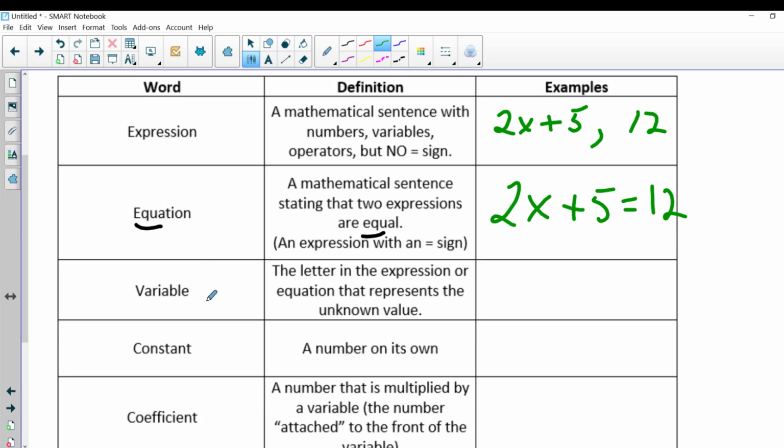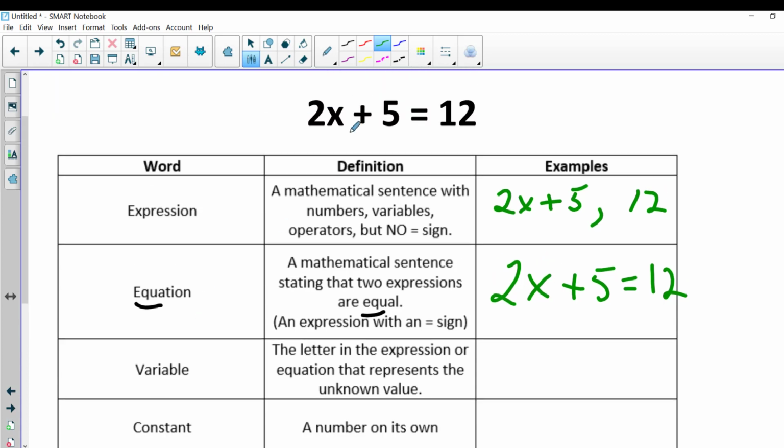Now let's look at a variable. We talked about this earlier, but a variable is really just a letter in the expression or equation that represents the unknown value. It's what you used to use when you'd see the blank line or a box or the question mark. Now we're going to use a letter. Doesn't matter the letter, and it's usually lowercase. So the variable in our example here is what? x. So we're going to write x.